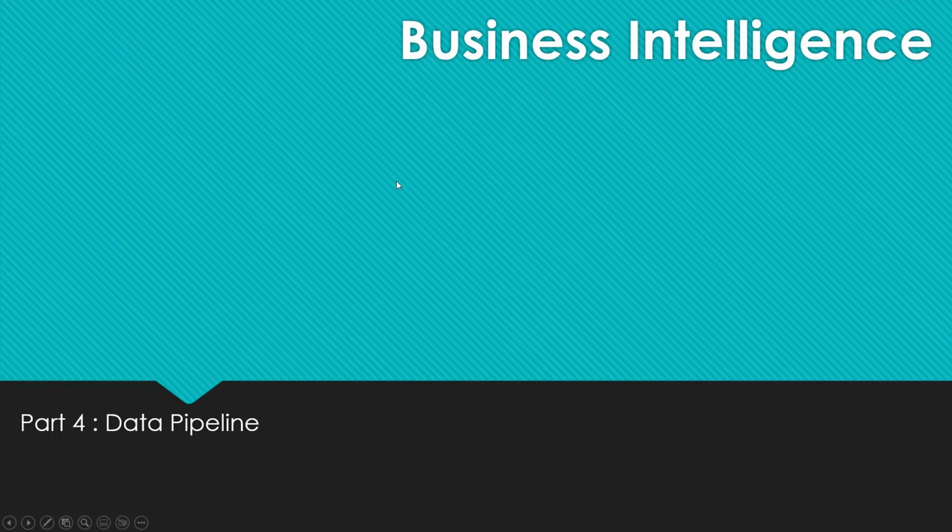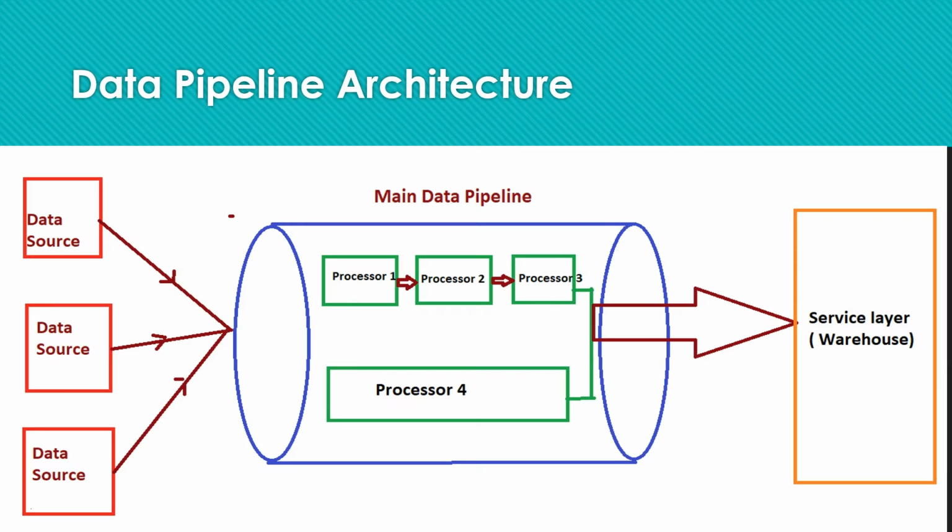So now let's discuss what a data pipeline is and how it helps the BI systems. On a very high-level definition, data pipelines are a set of programs which perform the data movement from different data sources to a target. Let's see the architecture of a data pipeline.